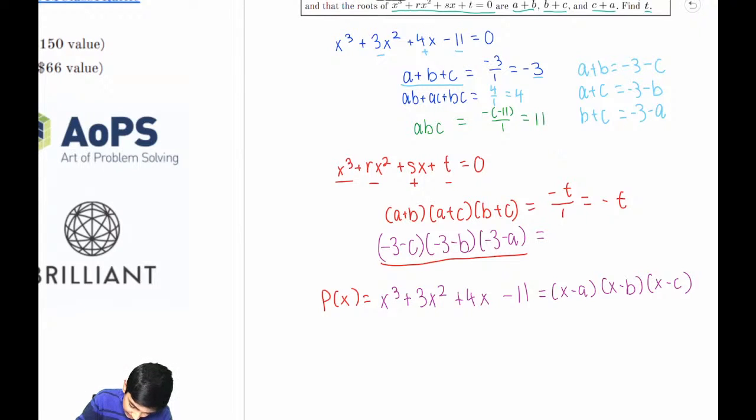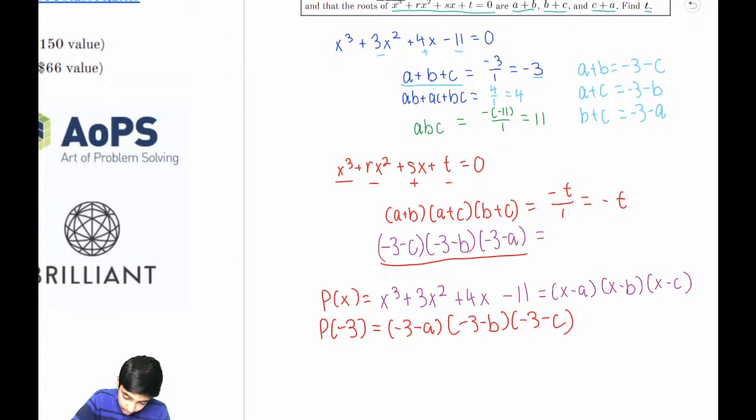Then p of negative 3 will be equal to negative 3 minus a times negative 3 minus b times negative 3 minus c. Because we know that p of x is this quantity, we can just plug in x equals negative 3 to get p of negative 3. And that is the expression that we have for negative t. So we know p of negative 3 is negative 3 minus a, negative 3 minus b, negative 3 minus c.